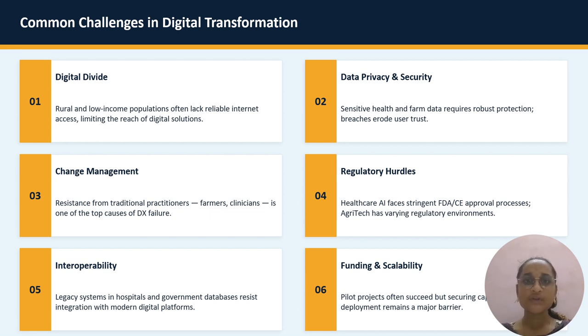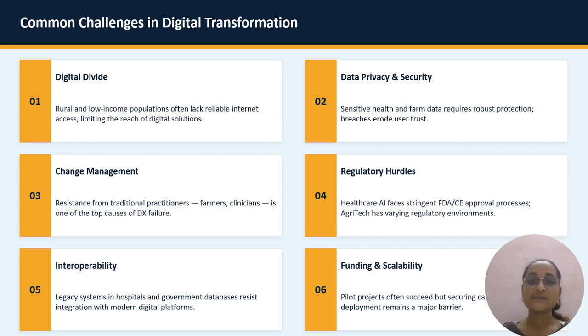In this slide is common challenges in digital transformation. It lists six major barriers that cause digital projects to fail, especially in sectors like healthcare and agriculture. The six challenges: first is the digital divide. Rural and low-income populations often lack reliable internet access, limiting the reach of digital solutions. If people do not have internet or smartphones, they can't use telemedicine apps or agri tools. Each only helps those who have access to it.